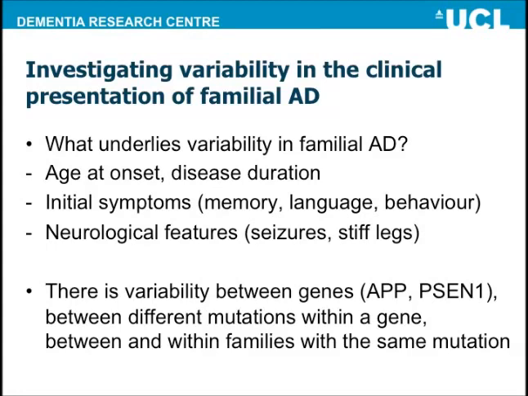So over the years, a lot of you have asked me questions on this theme. Why do these mutations that cause familial AD, why is it that they can affect different people in such different ways? So we see variability in the age at which people develop symptoms. We see variability in disease duration.